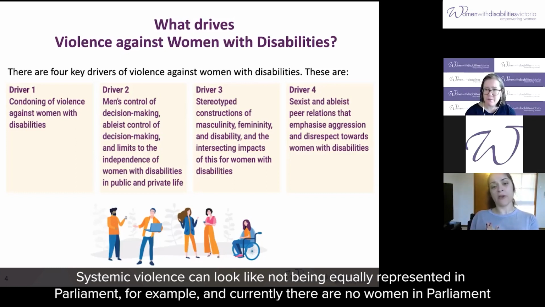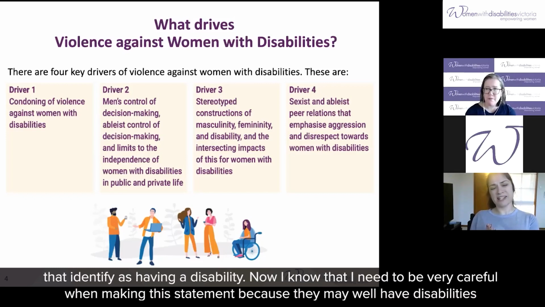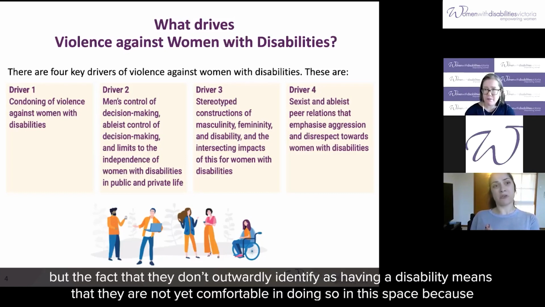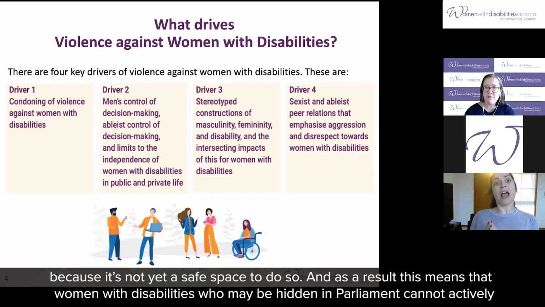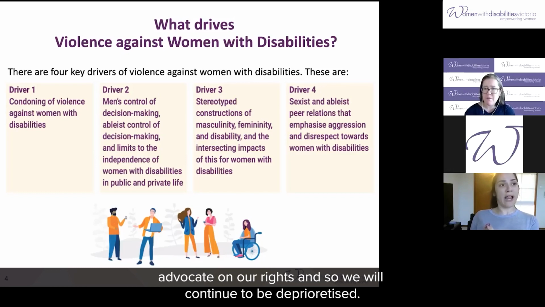Systemic violence can look like not being equally represented in Parliament, for example, and currently there are no women in Parliament that identify as having a disability. Now, I know that I need to be very careful when making this statement because they may well have disabilities, but the fact that they don't outwardly identify as having a disability means that they're not yet comfortable in doing so in this space because it's not yet a safe space to do so. And as a result, this means that women with disabilities who may be hidden in Parliament cannot actively advocate on our rights, and so will continue to be deprioritised.